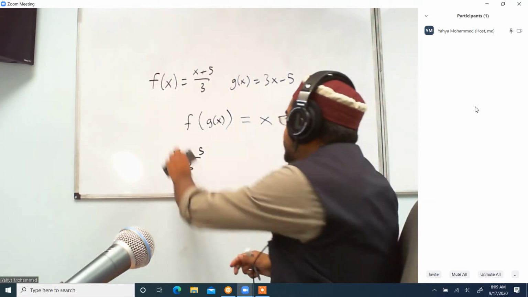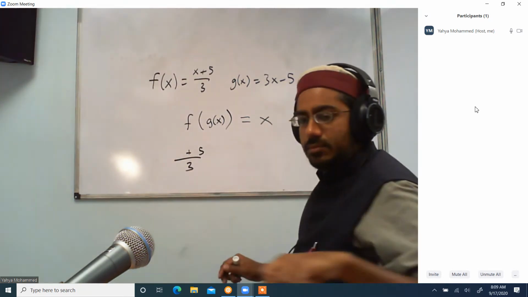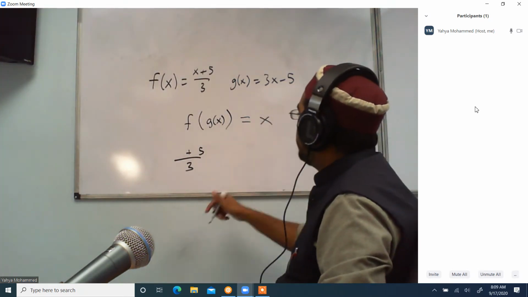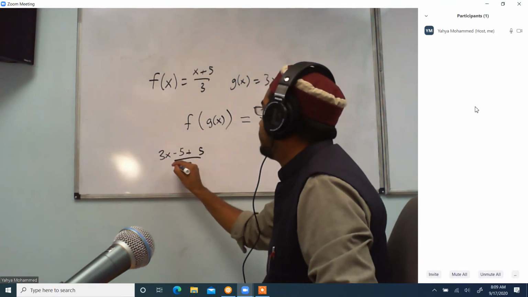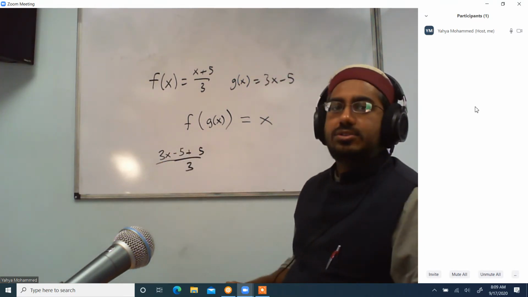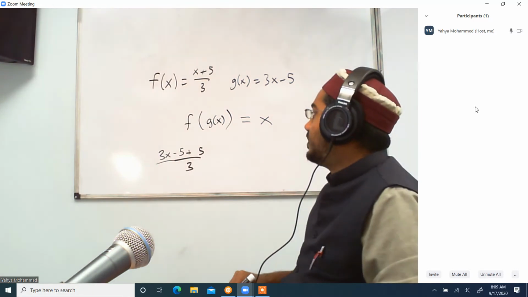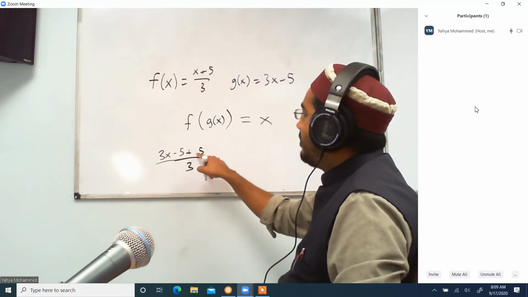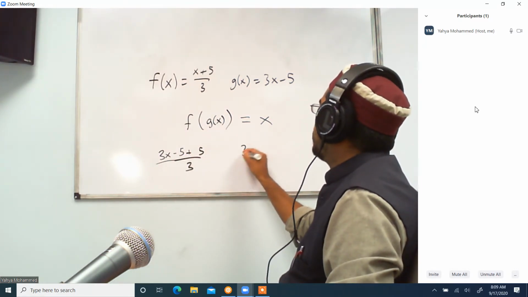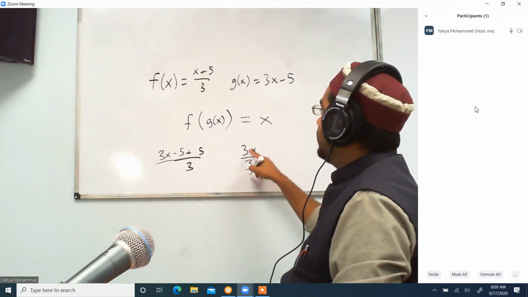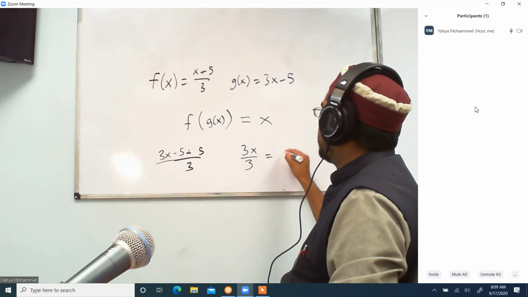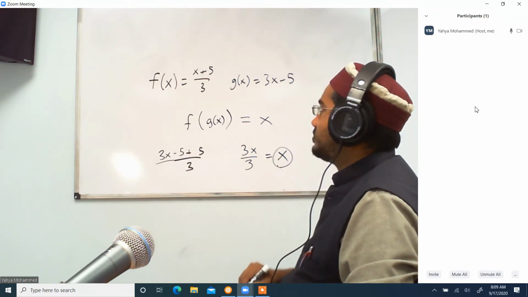So I'm going to erase x here. I'm going to put this whole thing in, 3x minus 5. See that? I just put that whole thing in place of x in the other one. So if I simplify this, negative 5 plus 5 equals 0, right? So I just have 3x on top. 3x divided by 3 equals x. So that's what I got.